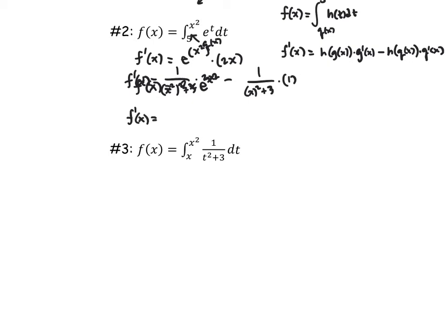Therefore, f prime is equal to 2x over x to the 4th plus 3 minus 1 over x squared plus 3. There you have it. That's f prime for number 3. Let's keep moving on to the next example.